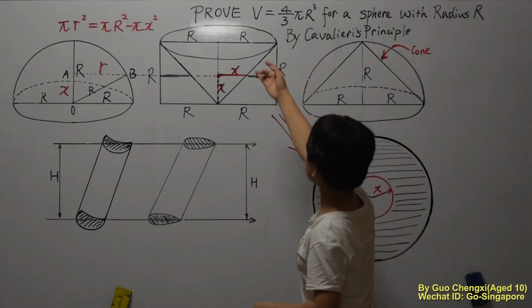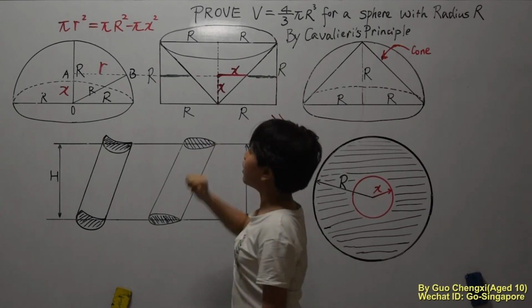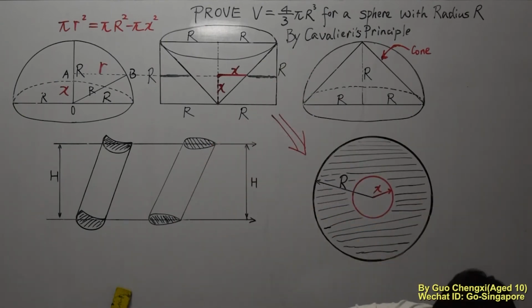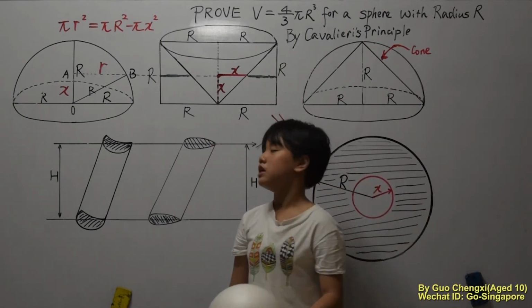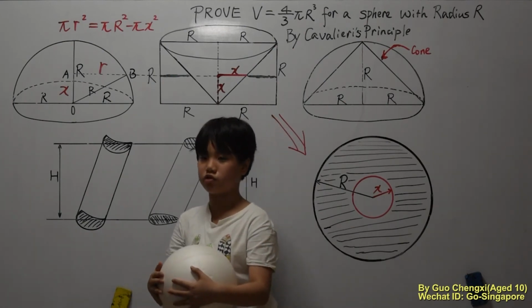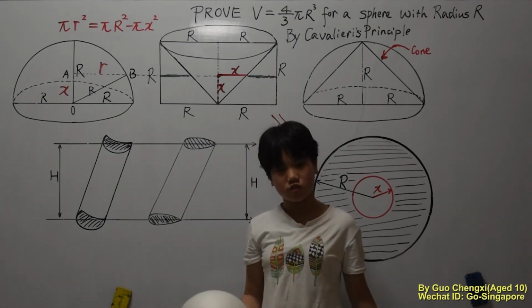Now back to the question. Over here, you need to prove it for the sphere, right? But how are you even supposed to prove it for the sphere? So what if we just take half of the sphere? So basically it's a semi-sphere.